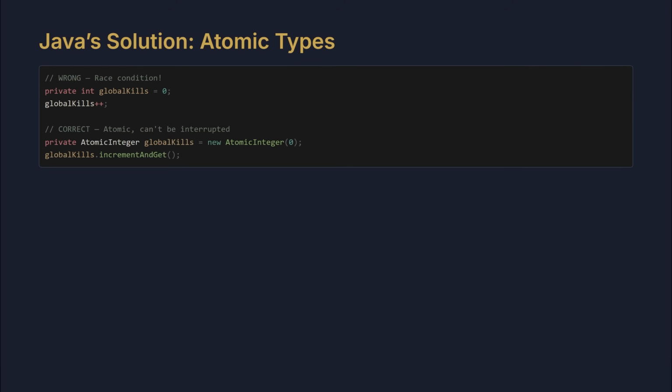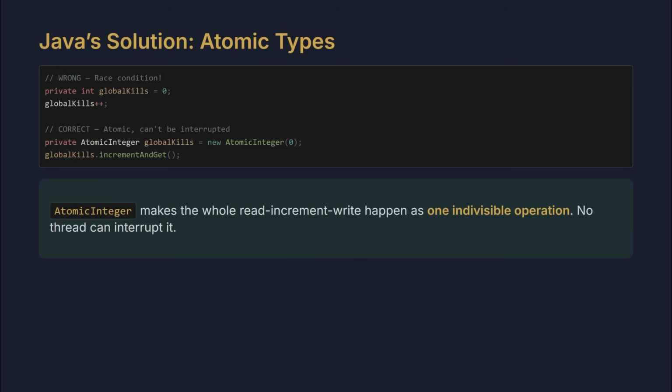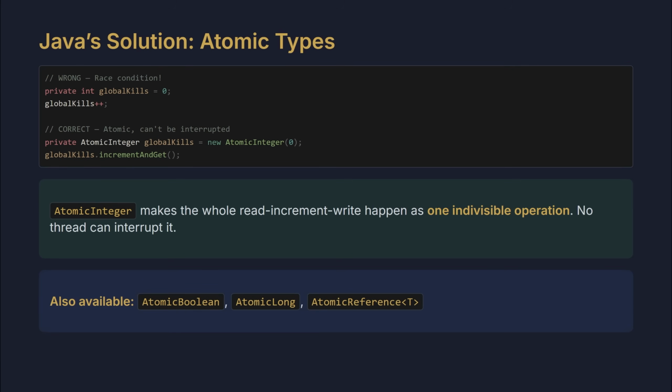So Java's solution for that is atomic types. We can say, hey, atomic can't be interrupted. And atomic integer, for example, makes the whole read, increment, write happen as one indivisible operation. No thread can interrupt it. And you also have classes like atomic boolean, atomic long, or atomic reference for objects.